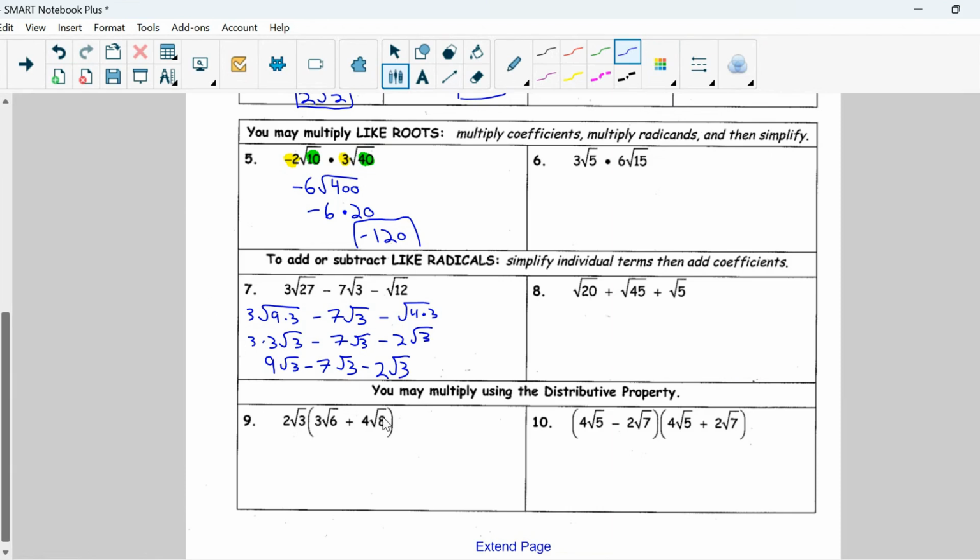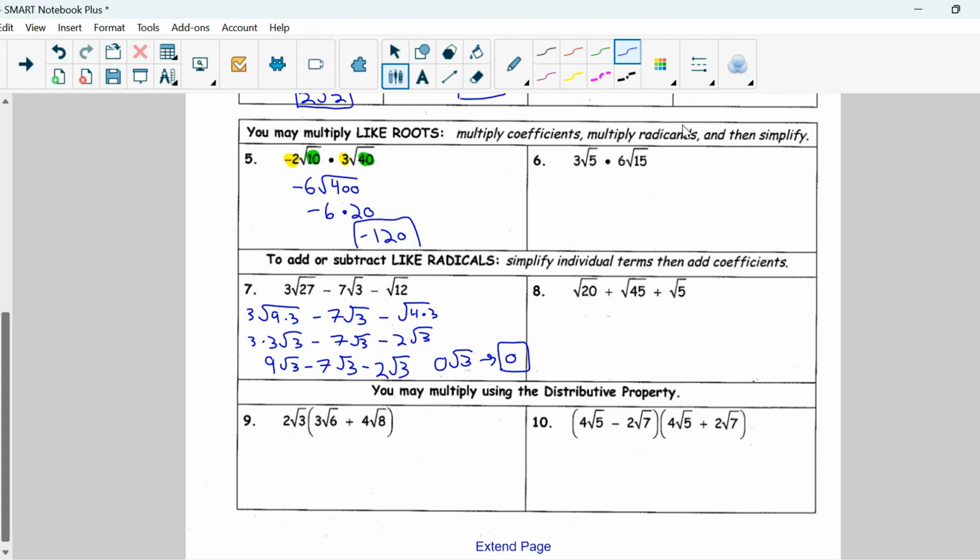So what we need to do is subtract our coefficients, and then our radicals will actually just stay the same. So I have 9 minus 7, which is 2, minus 2, which is 0. So ultimately, this gives me 0 square roots of 3. 0 times anything is just 0, so my final answer in this case is just 0.